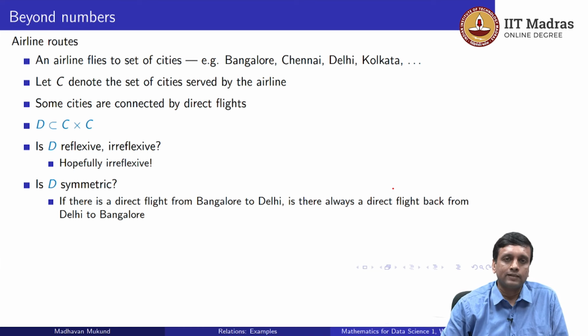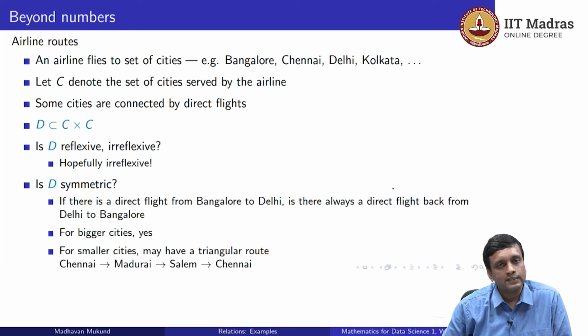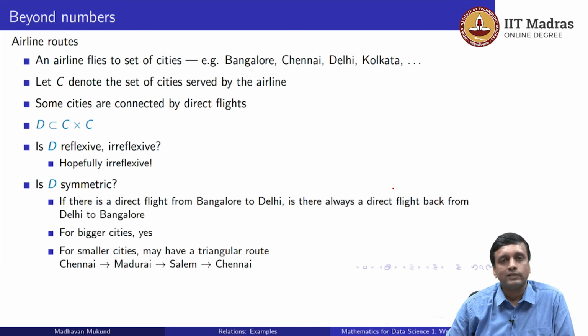Now, if you think about airlines, this is usually the case, but actually if you look at domestic flights in particular, this is typically true only for the bigger cities. It will certainly be true for all the metro cities and the larger state capitals and so on. But if you look at smaller cities, this is not necessarily the case. For instance, it is quite common for airlines to serve 3 cities in a triangular route. So, you might have a flight that takes you from Chennai to Madurai, but if you want to come back from Madurai to Chennai, you cannot fly back directly, but you may have to fly to Salem and then come. So, between these 3 cities, you can get from one to another either directly or indirectly depending in which direction you are going. So, this relation is going to be irreflexive but not necessarily symmetric, it depends on the context.